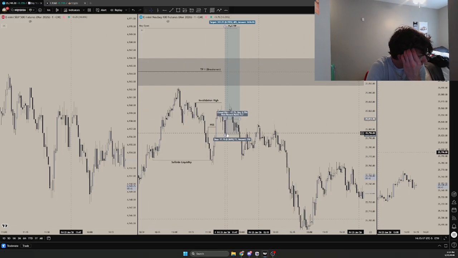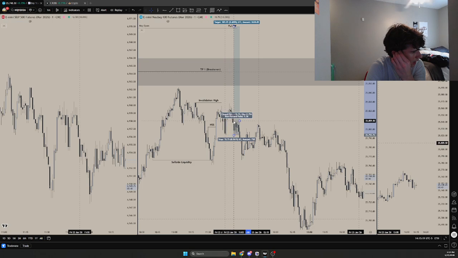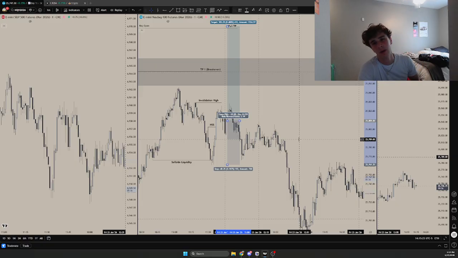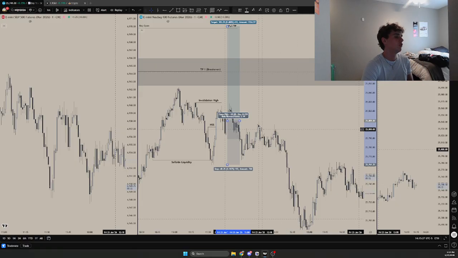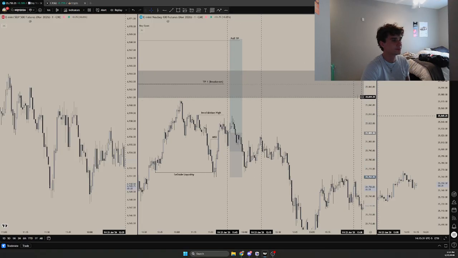And this has been happening a lot recently. I've been taking these trades, managing price really well, and just avoiding these full losses. So I'm super blessed to be able to do that. I thank God for that.